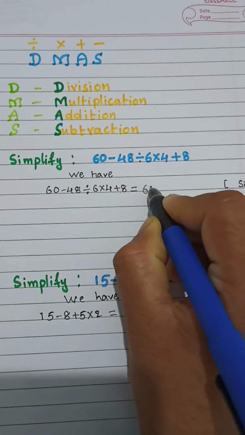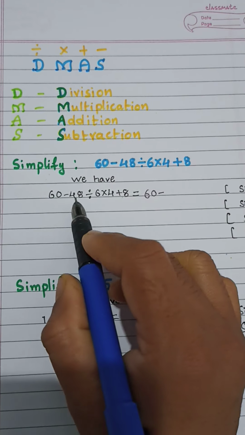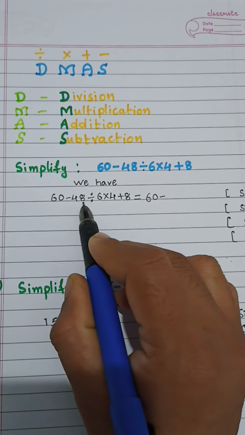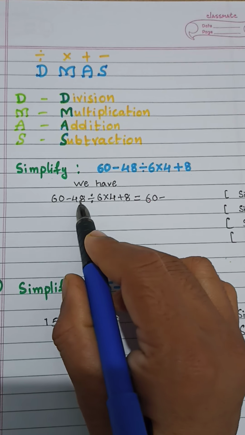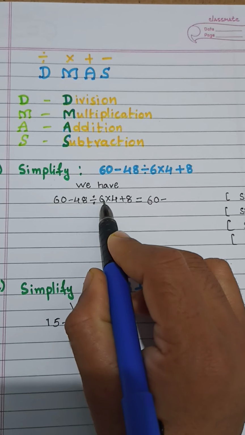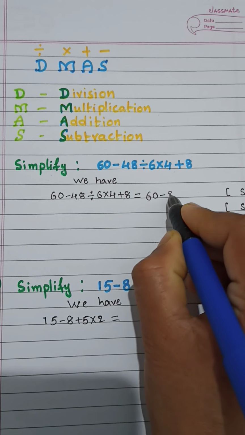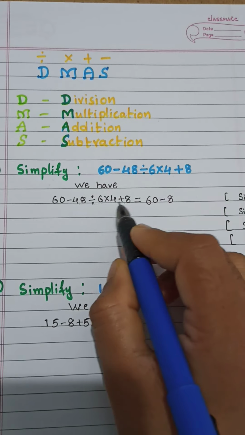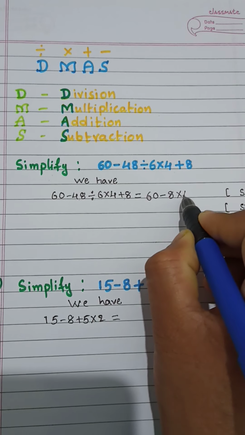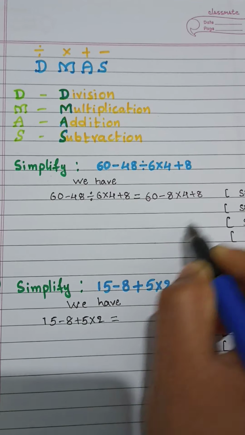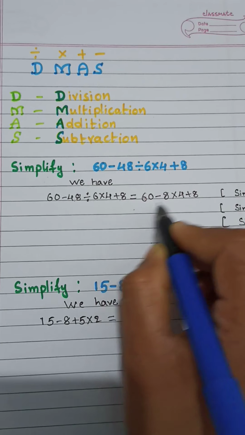60 minus, see here, 48 divided by 6. First solve this one. First do division. 48 divided by 6 is equal to 8. Next, write as it is: into 4 plus 8.